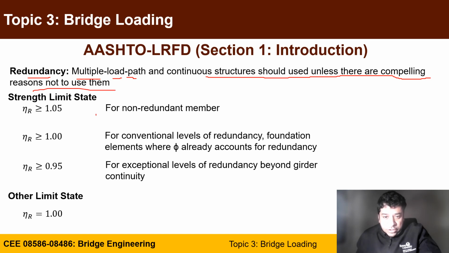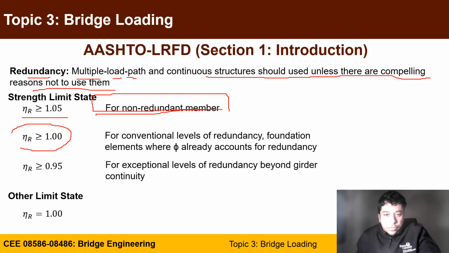If you don't have any redundancy, which is sometimes called structure critical or nonredundant member, you have to increase your load by 5%. If you are using this specification and you have a conventional level of redundancy, where phi already accounts for redundancy, it can be just 1. If you have an exceptional level of redundancy beyond continuity, like an extra girder in your design, so that if one girder fails, the others will carry the load, you are allowed to have a 5% reduction.